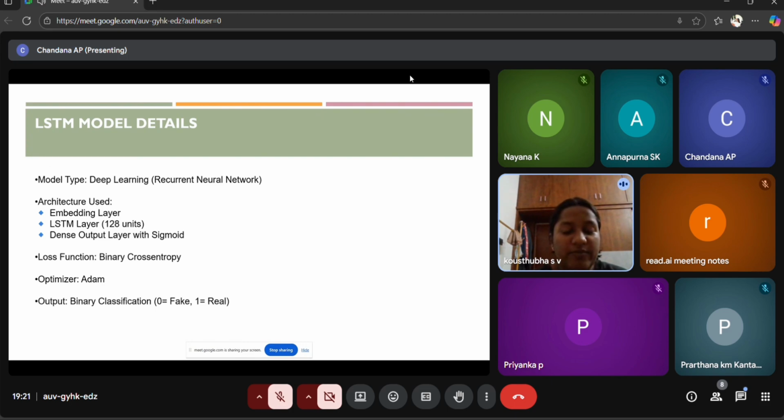After the LSTM, we have a dense output layer with sigmoid activation function. Sigmoid outputs a probability between 0 and 1, which we interpret as 0 for fake news and 1 for real news. For training, we use Adam Optimizer, which helps the model converge faster and more efficiently. The loss function is binary cross entropy, which is ideal for two class classification tasks like this.